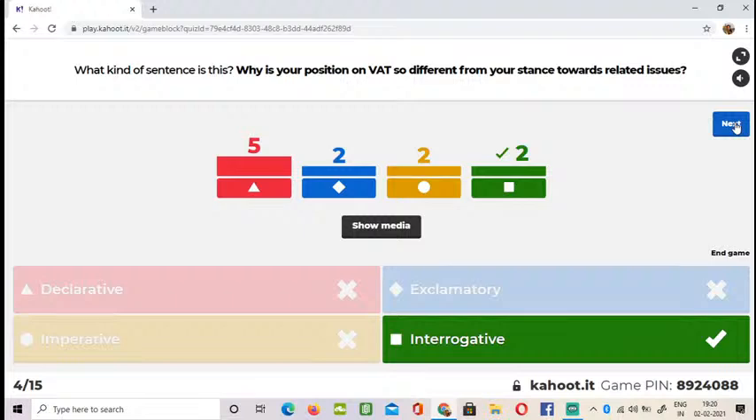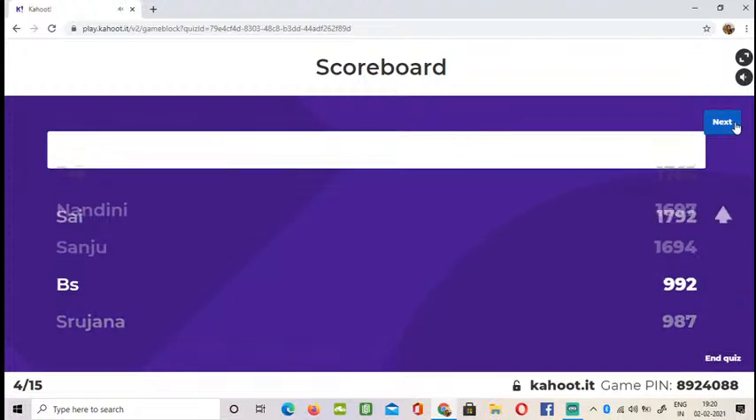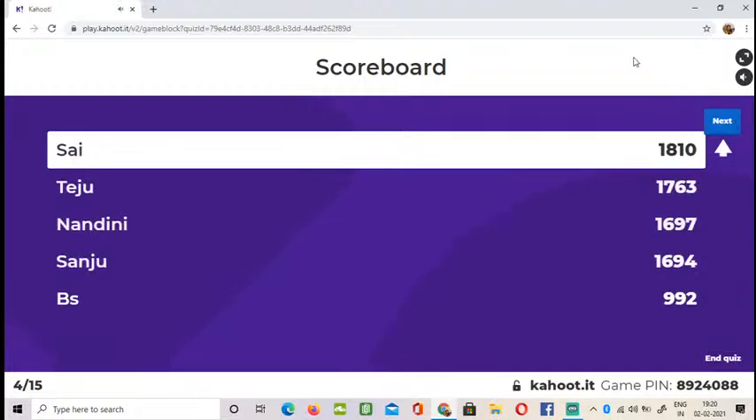So let's see the scoreboard now. It's Sai in the first, and Teju in the second, and Nandini is in the third, and Sanju in the fourth, and BS is in the fifth. Okay, that's very good to see. So now let's see the next question now.